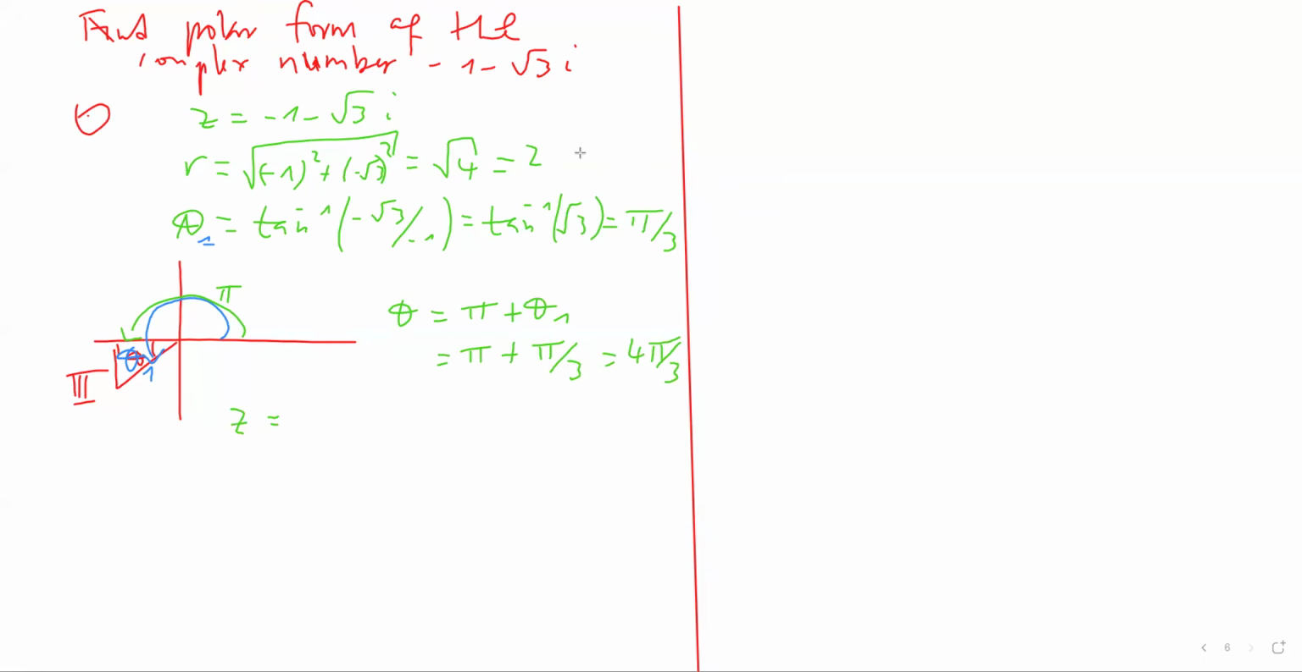So our new z has r equal to 2 and our angle is 4 over 3 pi. This will give us the polar form, which we can write as 2 times cos 4 over 3 pi plus i sine 4 over 3 pi.